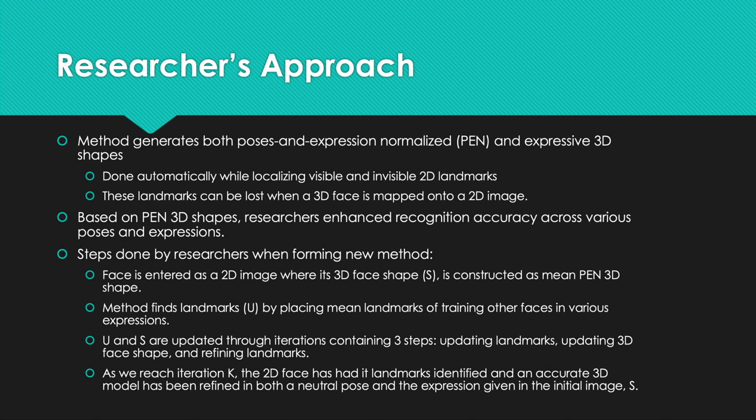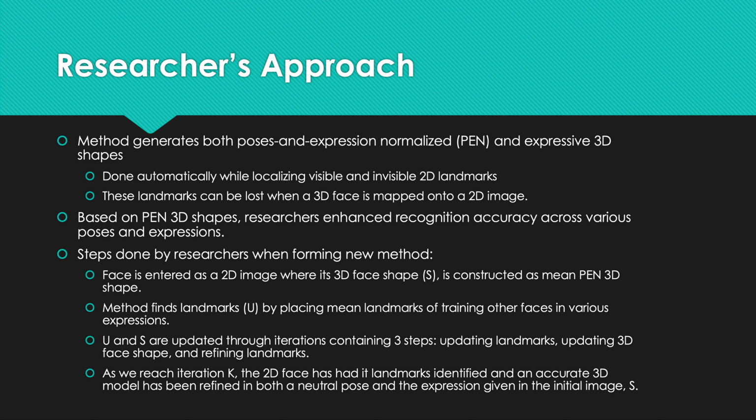The researcher's method generates both pose and expression normalized and expressive 3D shapes. This is done automatically while localizing visible and invisible 2D landmarks. The difference between invisible and visible depends on the expression of the face that is used for the recognition. These landmarks can be lost when the 3D face is mapped onto a 2D image. Based on those 3D shapes, researchers enhance recognition accuracy across various poses and expressions.